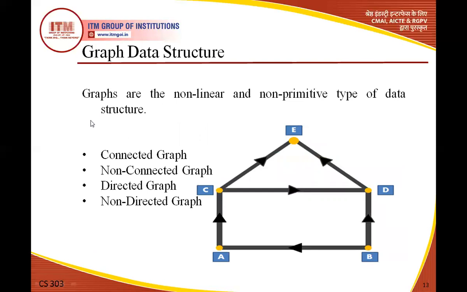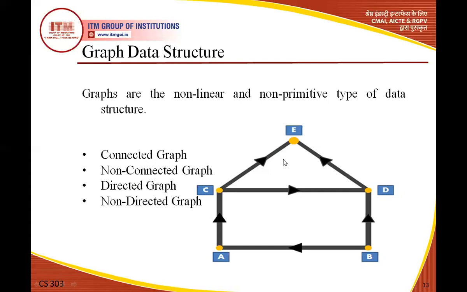Graph. This is also non-linear and non-primitive. Why non-linear? Because all the elements are not stored in contiguous memory locations. Non-primitive, because it is formed using the primary data structures. In this graph data structure we can see different types of graphs, like connected graph, non-connected graph, directed graph, and non-directed graph.